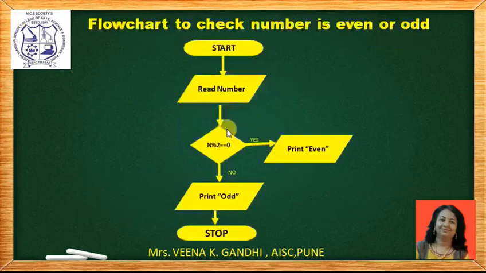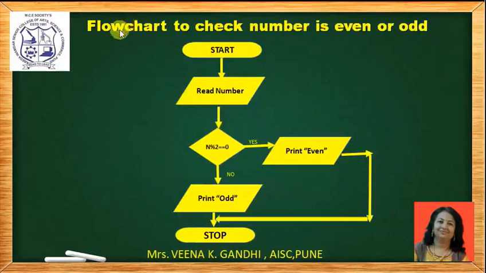Let us see some example of flowchart. Flowchart to check number is even or odd. In the last video we have seen the algorithm to check whether given number is even or odd. Normally flowchart is drawn in top-down fashion. Now first step is start. It is indicated by terminal symbol. Next step is accept number or read a number.